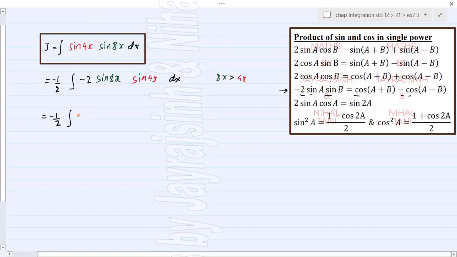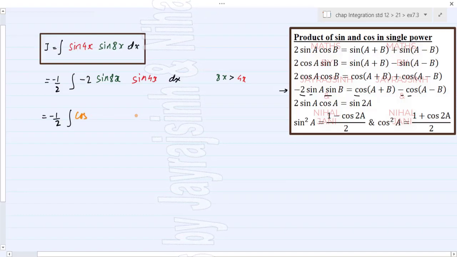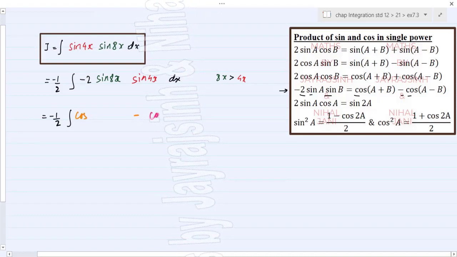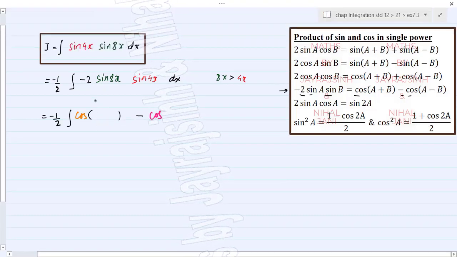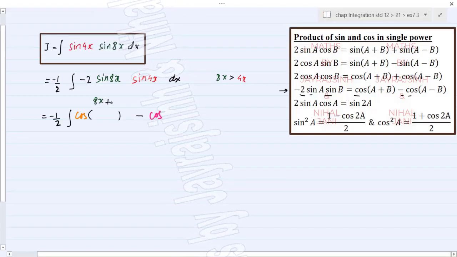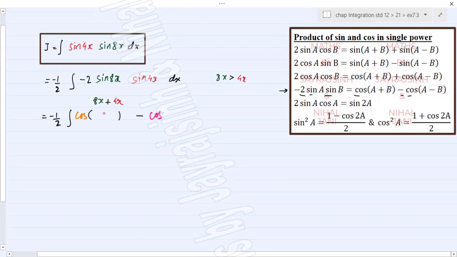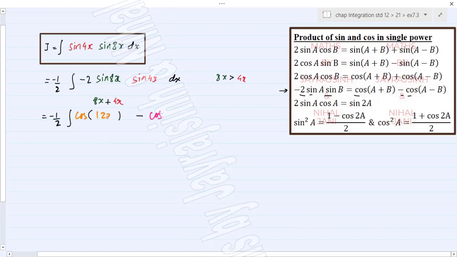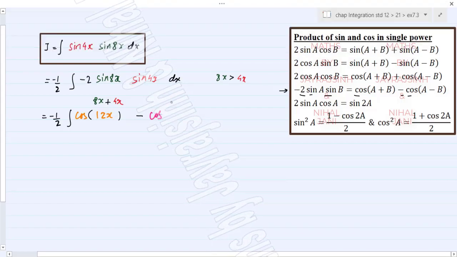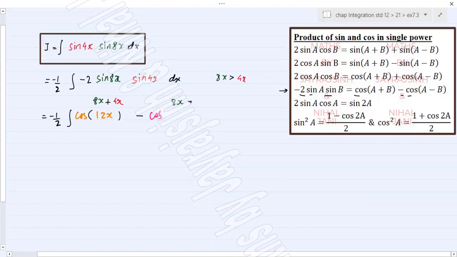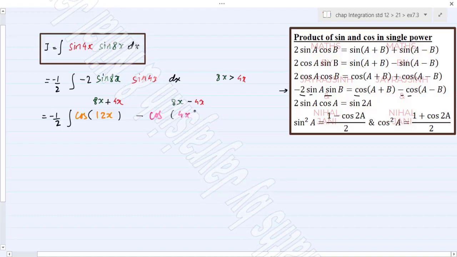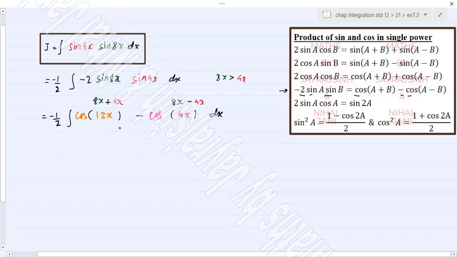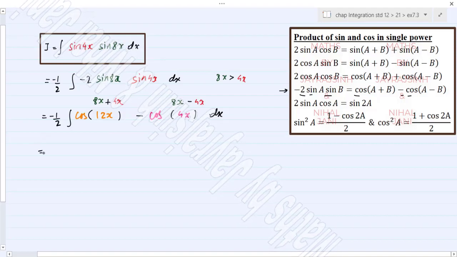Here we'll get cos minus cos. In first angle, we have to take summation of angle. So we'll get 8x plus 4x will give us 12x. And in second angle, we have to take 8x minus 4x will give us 4x. So we are ready to integrate.